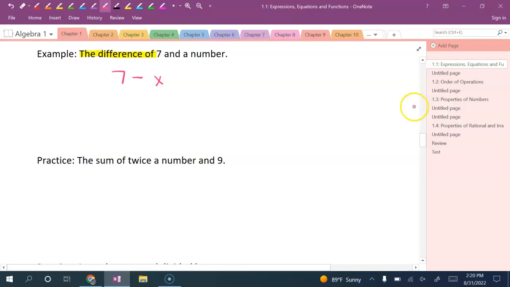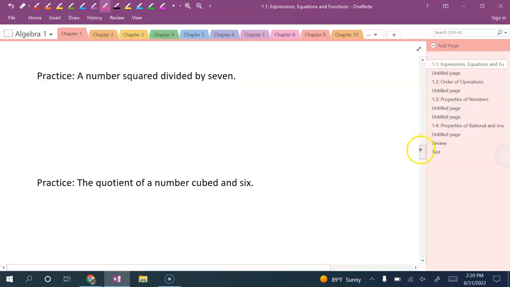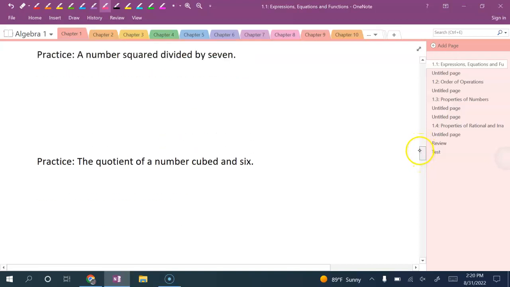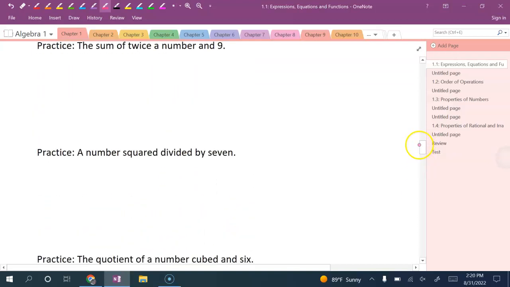Now there are 4 practice problems here, and what I want you to do is try to do all 4. So go ahead, if you need some time to work through these, pause the video here, work through the practice problems, and then resume playing the video so you can see what the answer should have been.